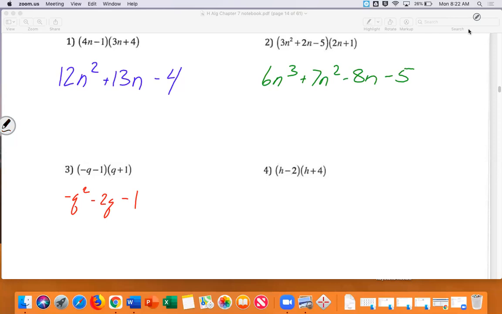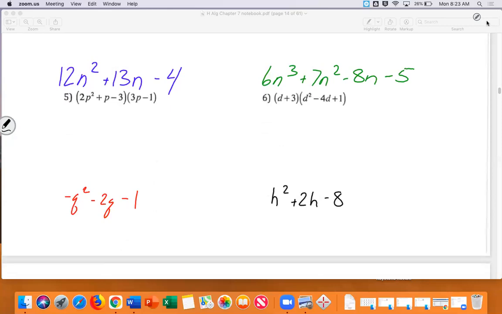Number 4. Nate, you do number 4? Okay, let me know what you got. Nate, did you get h squared plus 2h minus 8? Awesome. And the last 2.